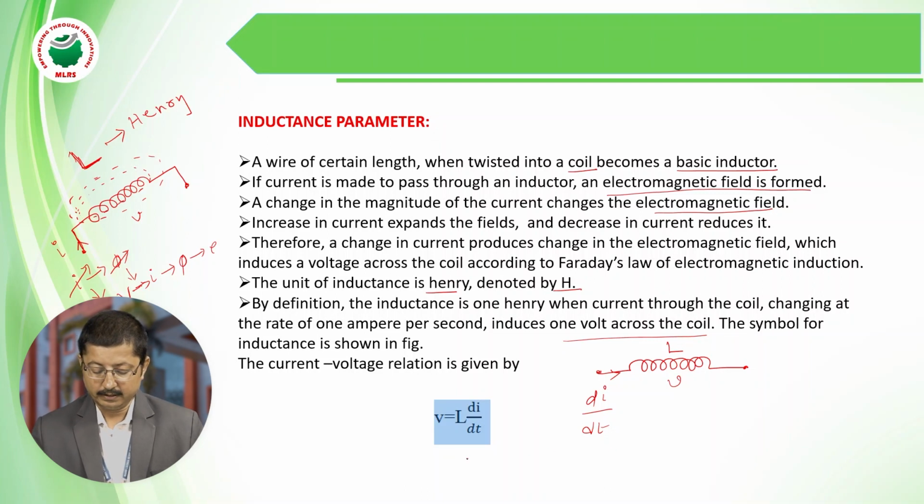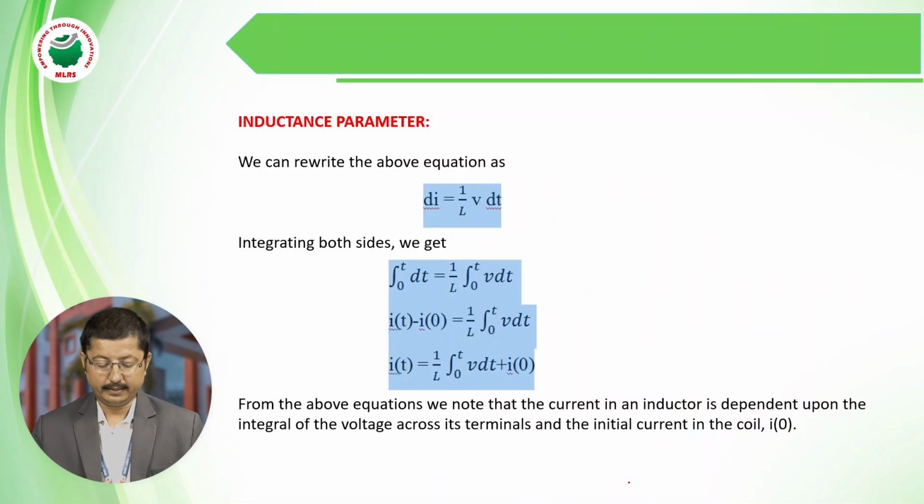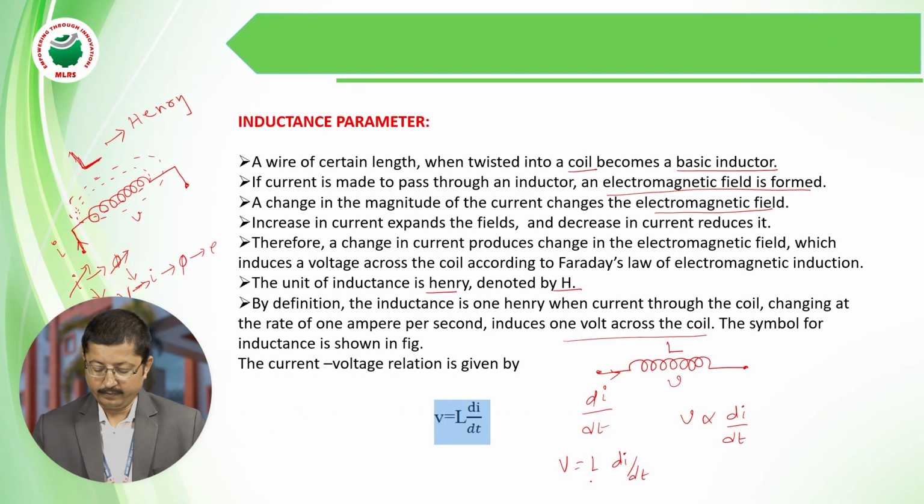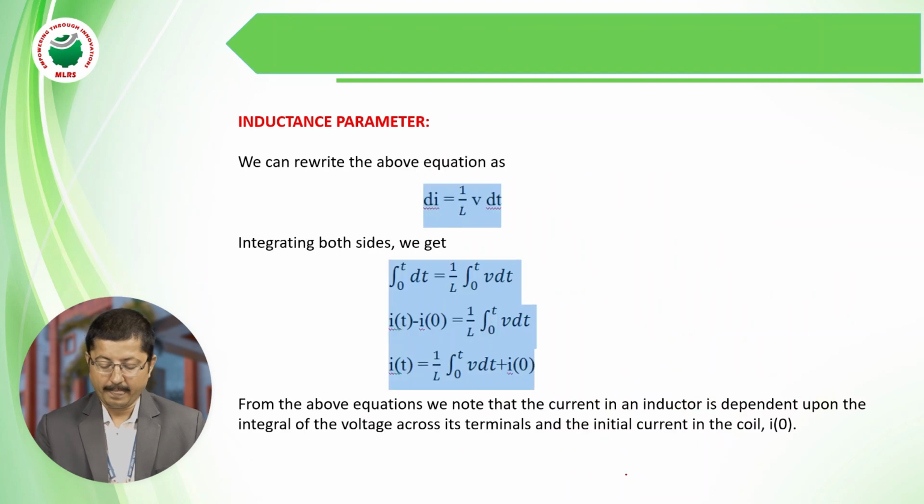We can see that the voltage is directly proportional to di by dt. If we remove the proportionality constant, then we get V equals L into di by dt. This is the symbol, and this is the voltage-current relation. So we can write V is equal to L into di by dt.